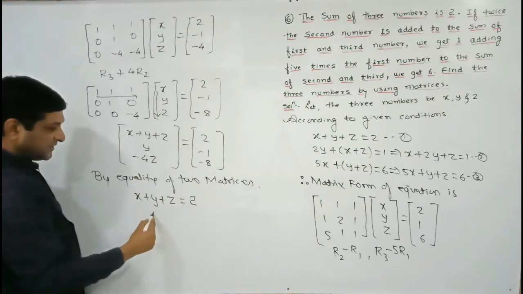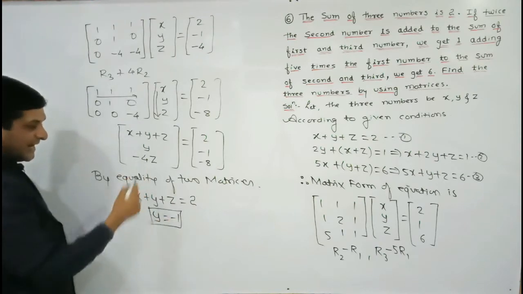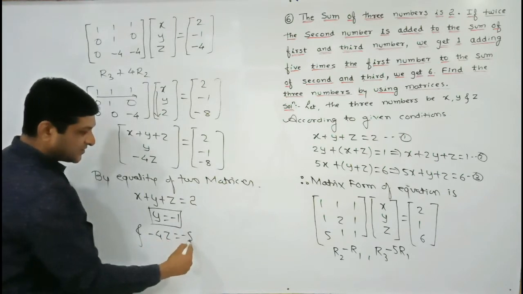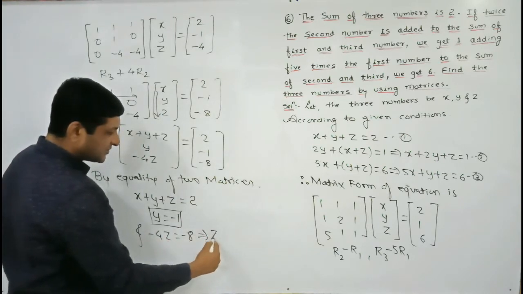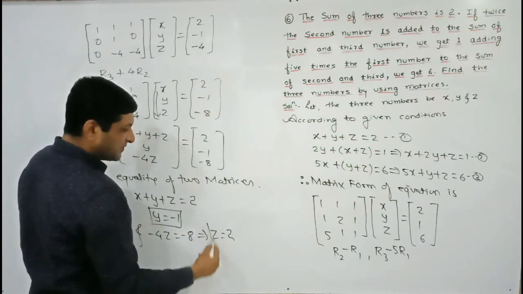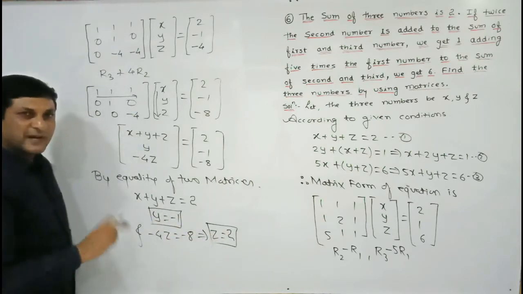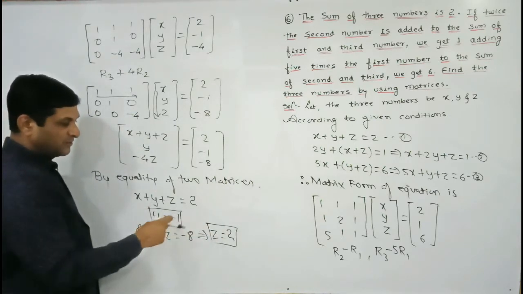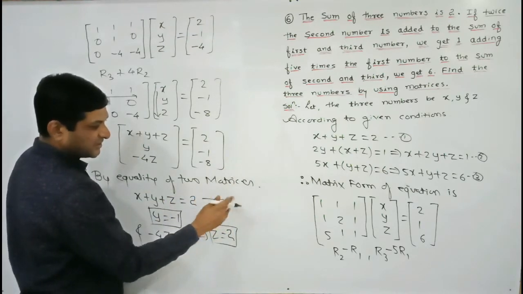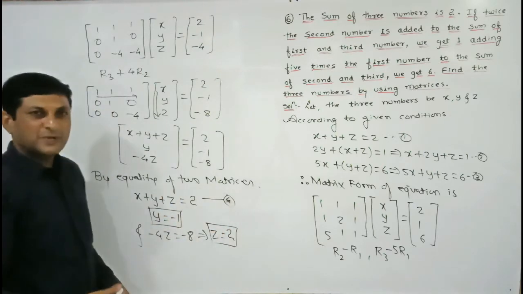Again, y is equal to minus 1, so the value of y is known to us, and minus 4z will be equal to minus 8, which implies that z is equal to minus 8 divided by minus 4, means 2, means the value of z is equal to 2. Once the values of y and z are known to us, to find the value of x, substitute these values in equation number 1. Let us denote it by equation number 4.